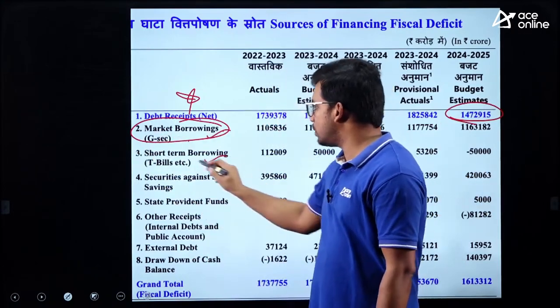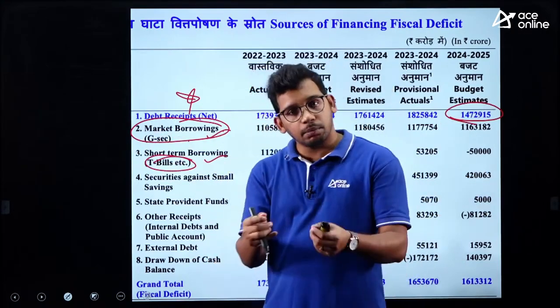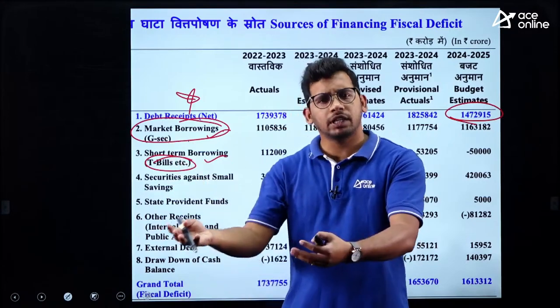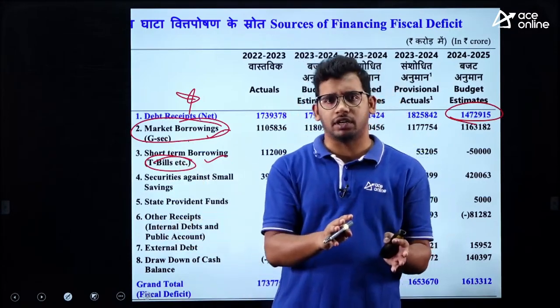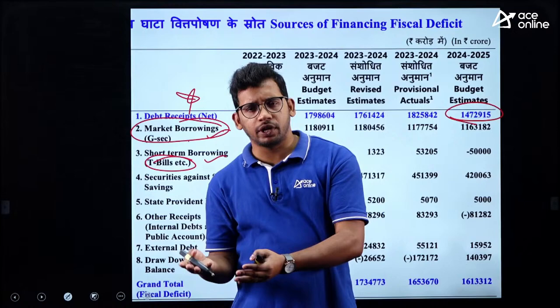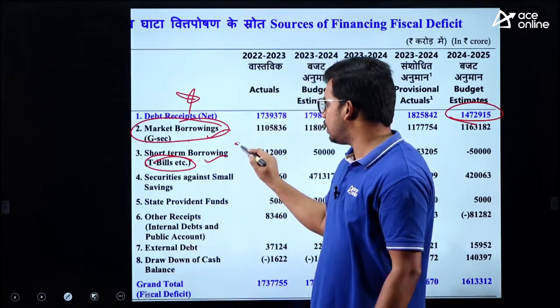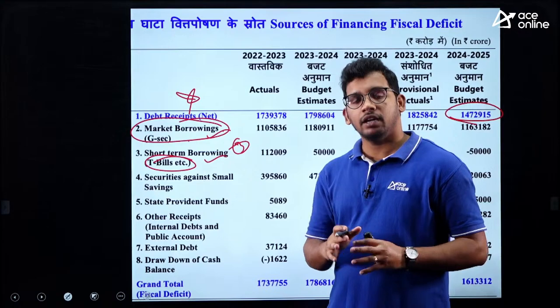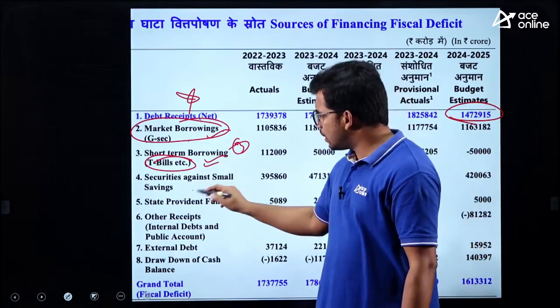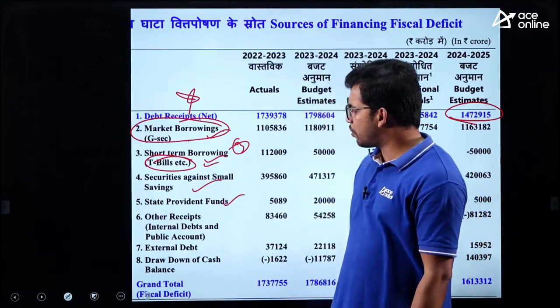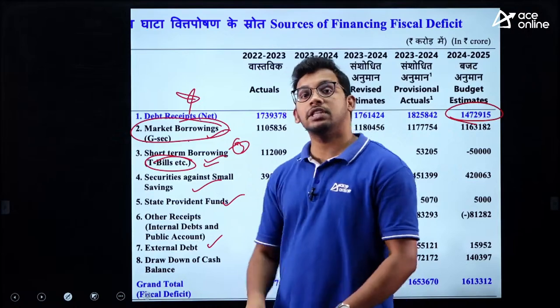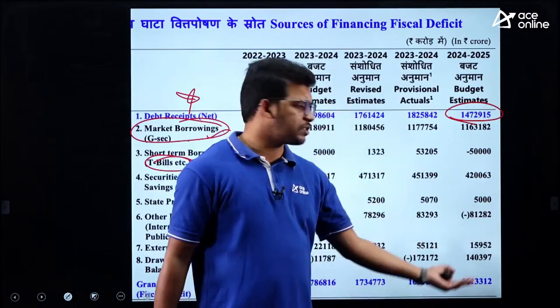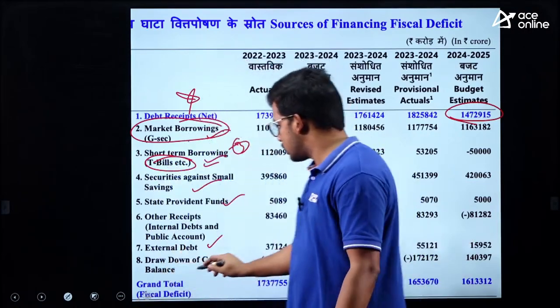Then short term borrowings, that is treasury bills. Treasury bills are like government securities, but the maturity period is less than 1 year: 91 days, 182 days, 364 days. There are 3 such treasury bills through which the government raises money from the market. Then securities and savings, state provident fund, and external debt, that means loans taken from other countries, which is very small, right. So this is the composition.